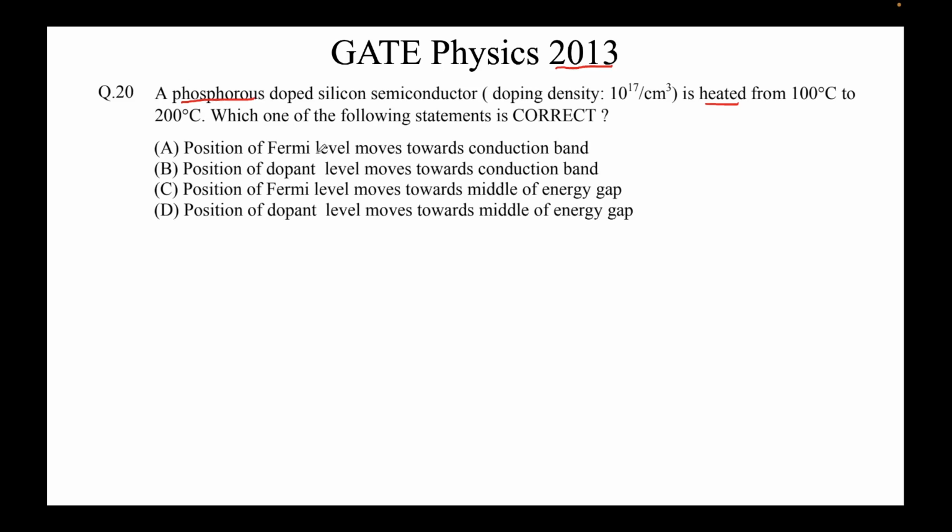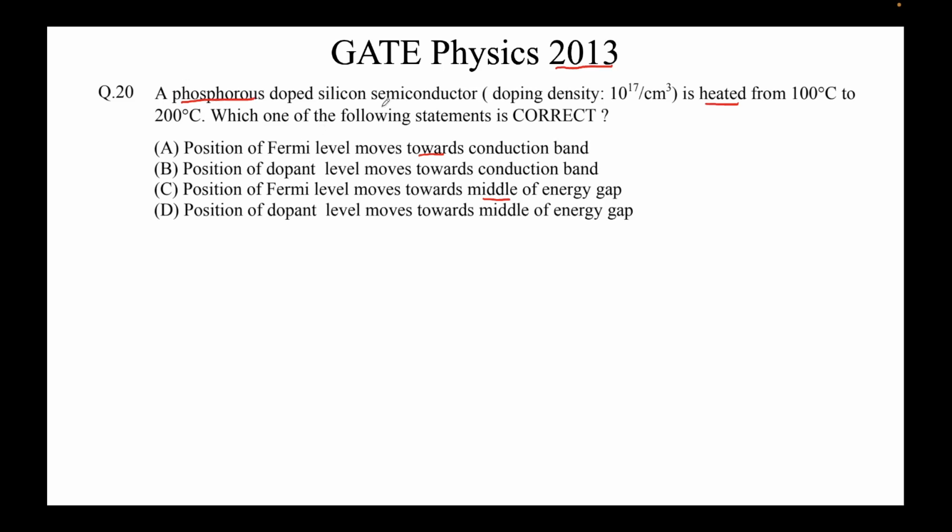Option A. Position of Fermi level move towards conduction band. Option B. Position of dopant level moves towards conduction band. Option C. Position of Fermi level move towards middle of energy gap. Option D. Position of dopant level moves towards middle of energy gap. This is a multiple choice question with one correct option and we have to choose the correct one.